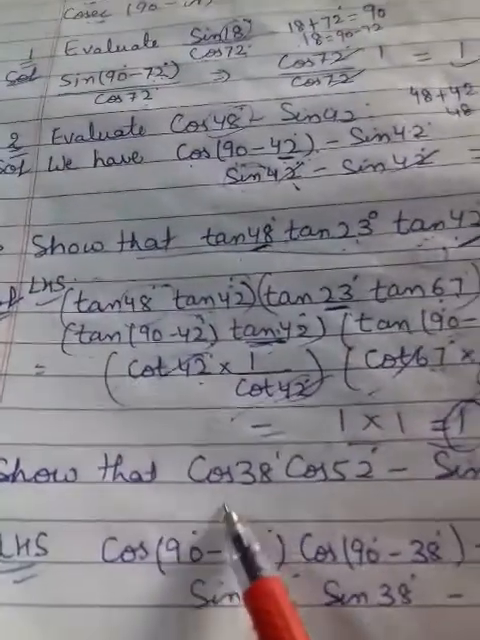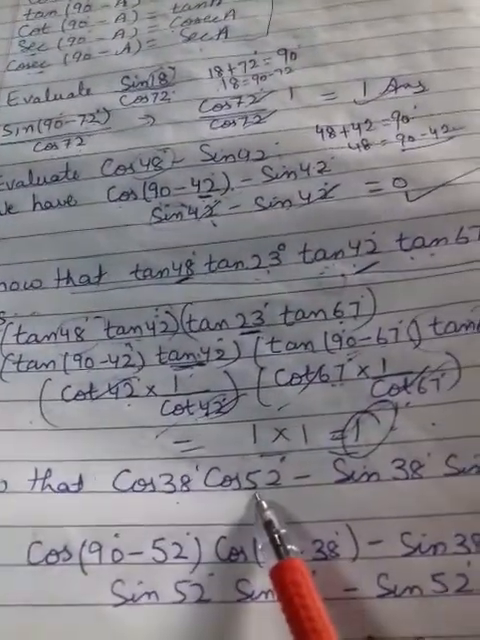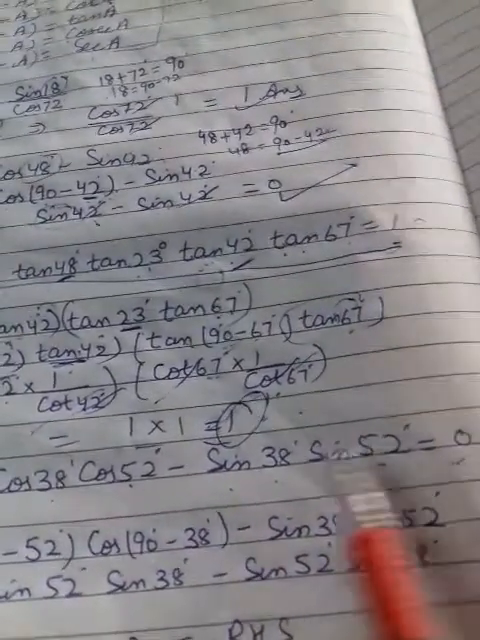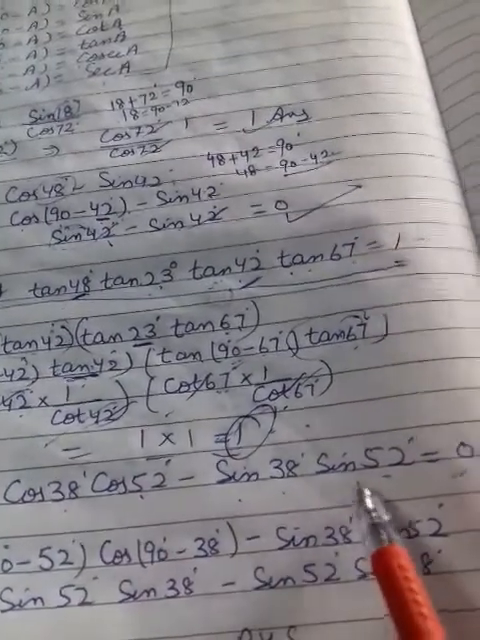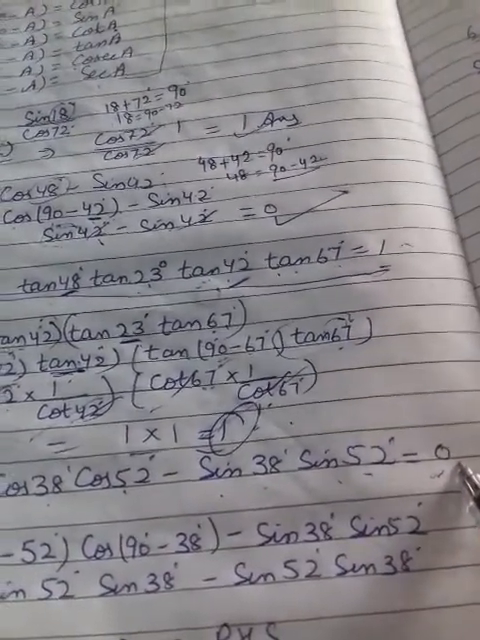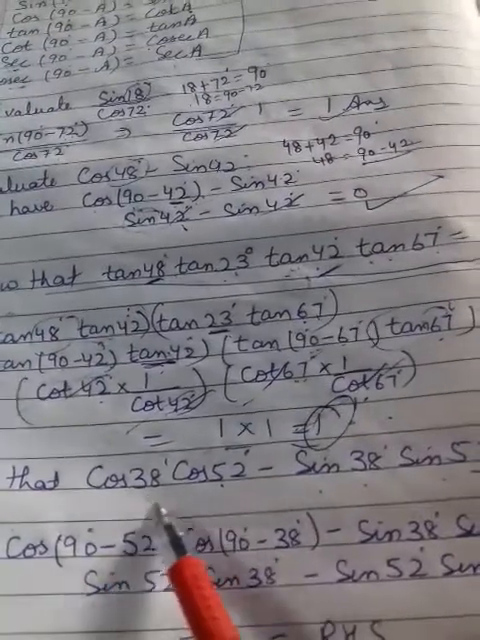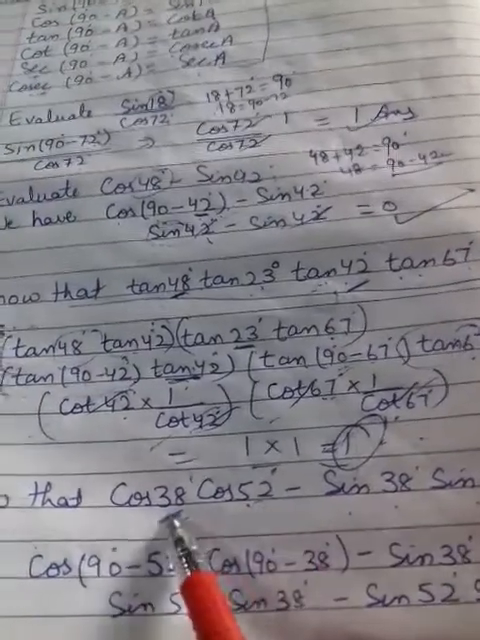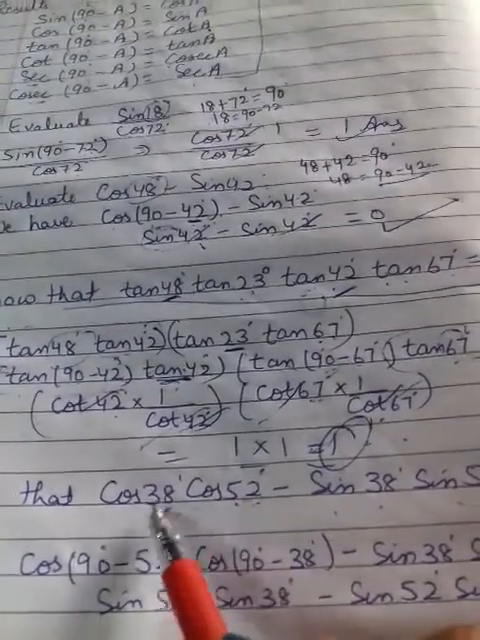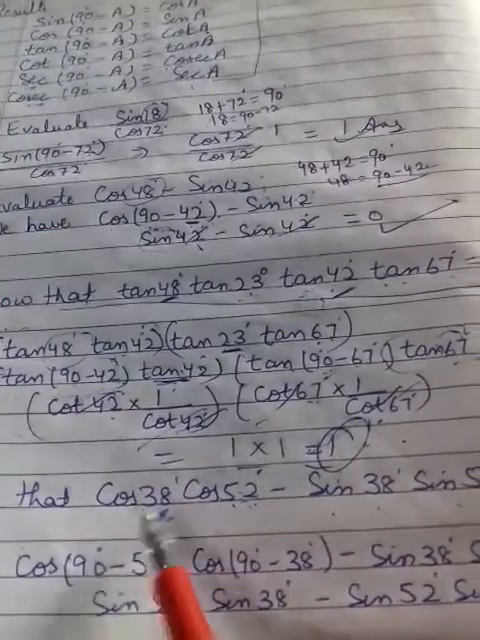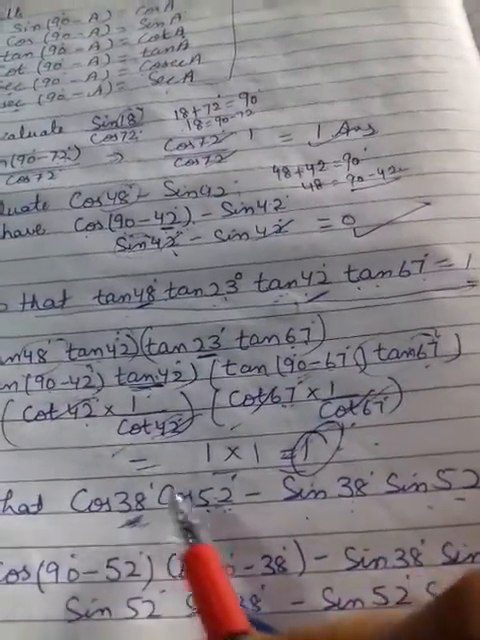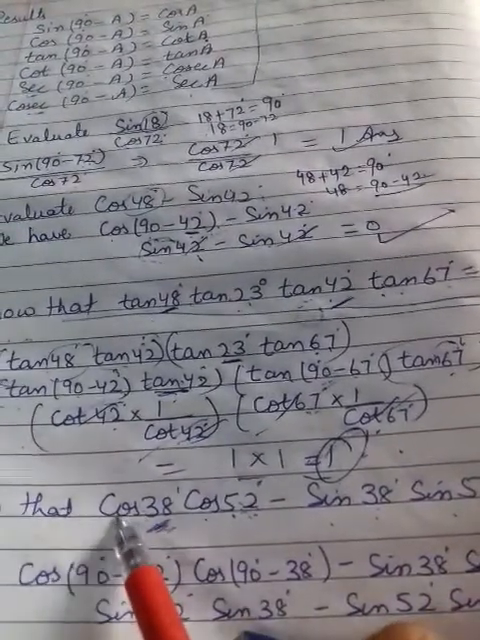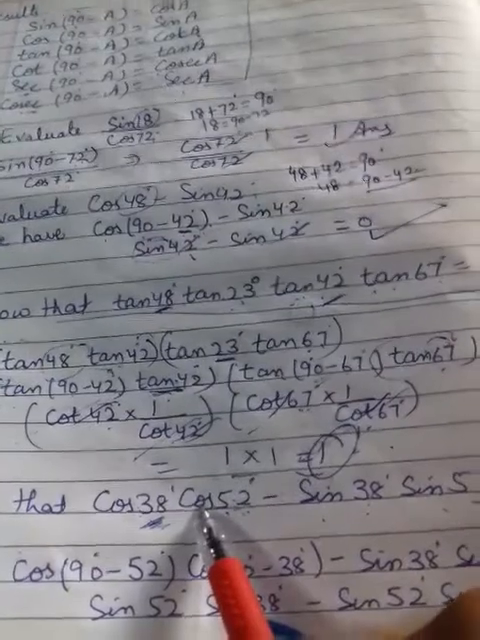Next one is show that cos 38 cos 52 minus sin 38 sin 52 is equal to 0. Yes, in my left side this is given, but this I have to make now 0. So you will see that both 38 and 52 are making 90. Their sum is 90, right? So I will change any one from these two. But see here, if I change any one from these two, they will not cancel because it will come into sine into cos. So they will not cancel.